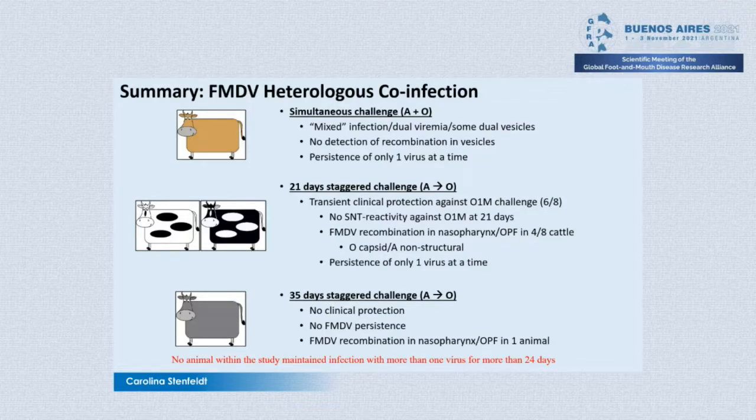Heterologous superinfection mediated partial clinical protection when exposure was separated by 21 days, but this protection was overcome when we separated the exposures by 35 days. Interestingly, separating the exposures by 35 days seemed to also mitigate FMDV persistence. We did detect interserotypic recombinants in consecutive OPF samples from multiple of these super-infected animals.